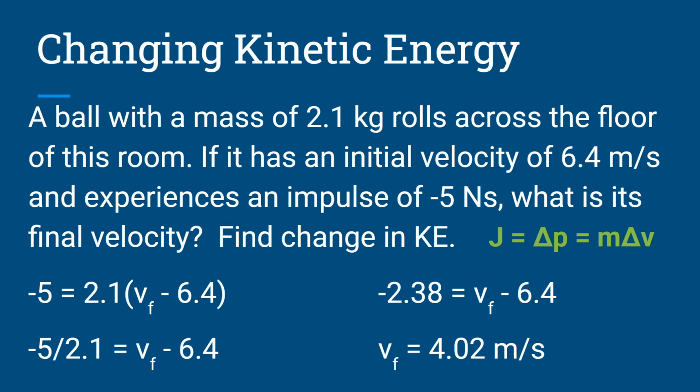So you get negative 2.38 plus 6.4 is 4.02 meters per second. That is how you're going to find your final velocity. Okay, so again, copy that down. But you can use any of the equations we've done so far. So you're going to see that in this unit.